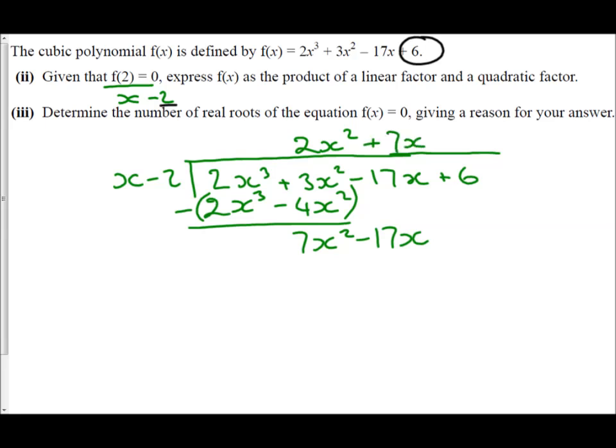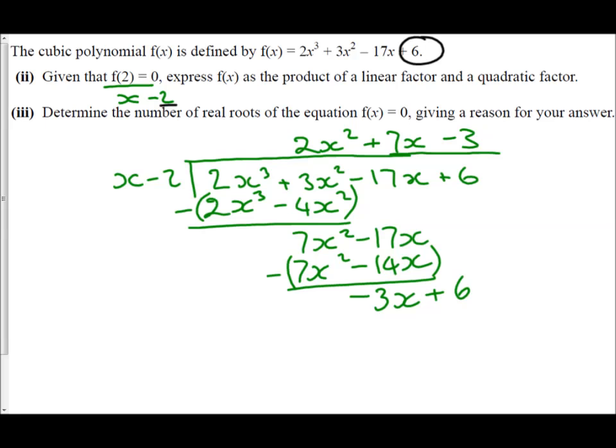I multiply it, 7x times x is going to be 7x squared. Minus 2 times 7x is minus 14x. I do my subtraction, and this becomes minus 17x plus 14x, or minus 3x, and I drop down my plus 6. What do I need to multiply x by to get minus 3x? Well, that's going to be minus 3. I do my multiplication, so I get minus 3x plus 6, and you can see I'm left with 0. So no remainder, it has divided exactly.